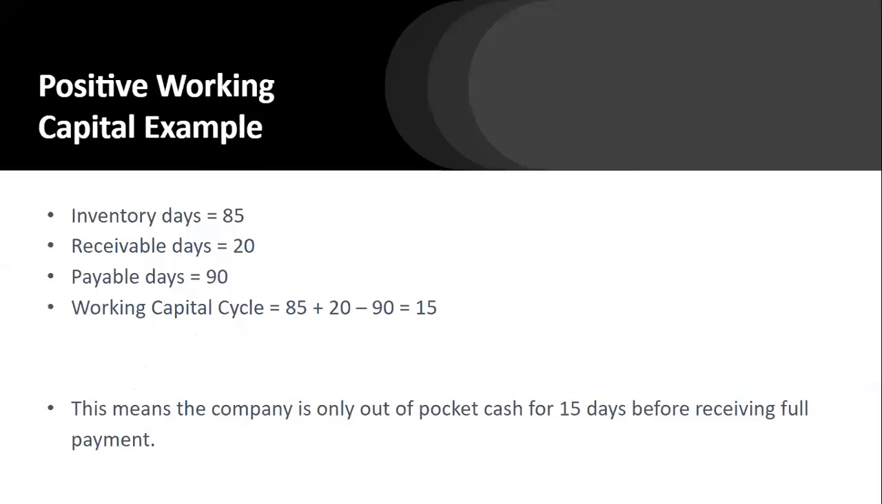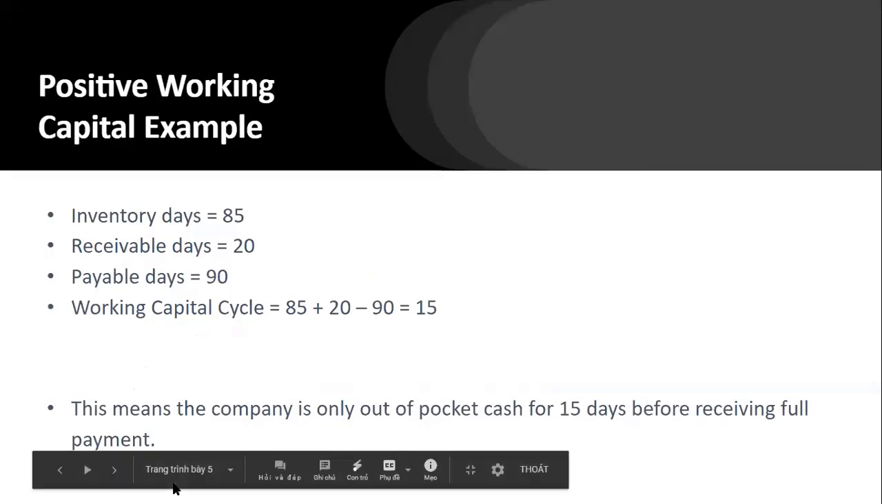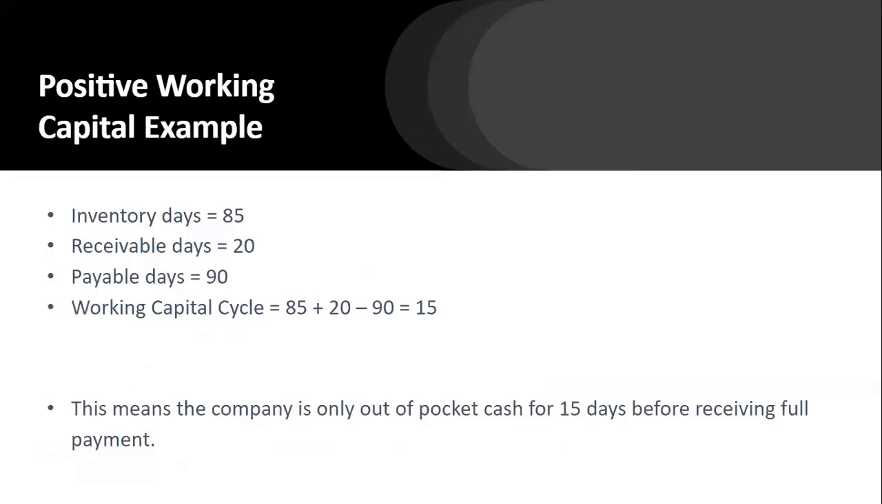So the first example that we're going to look at is a positive working capital example. It's kind of similar to the example that Via just gave. So if inventory days plus receivable days minus the payable days is a positive number, you would have positive working capital. And in this example, it's 85 inventory days, 20 receivable days, 90 accounts payable days, which equals 15, which means that the company is only using out-of-pocket cash for 15 days before receiving full payment.